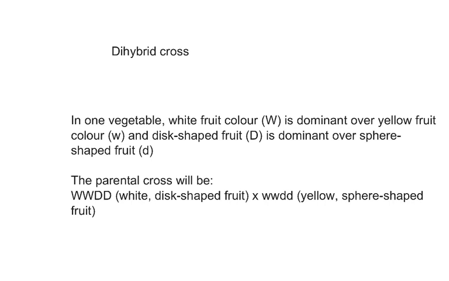The example we're going to look at for our dihybrid cross is a vegetable, just a random one. We're going to look at white fruit colour being dominant over yellow fruit colour, and disc-shaped fruit dominant over sphere shape. So they're our two alleles: colour and shape. For the parental cross, for a dominant we're going to look at two capital W's and two capital D's. If they're recessive, they're going to be two lowercase w's and two lowercase d's. Have a quick look at those combinations and we'll see how to draw that up. This is very similar to the one you need to do in your assignment. So you do need to do a dihybrid cross.